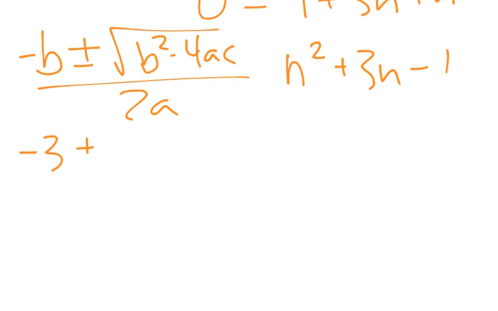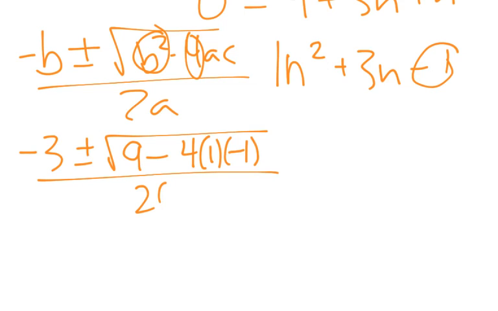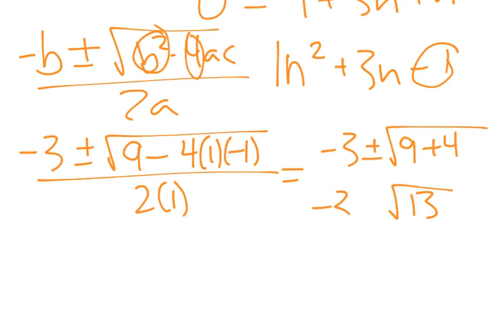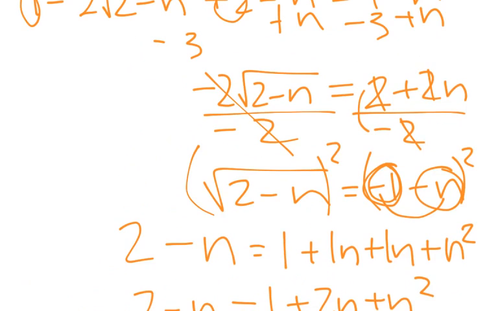So -3 plus or minus square root of 3 squared would be 9, minus 4 times 1 times -1, over 2 times 1. So we'd get -3 plus or minus square root of 9 plus 4, which would be square root of 13. -3 plus or minus the square root of 13 over 2. I could use a calculator to figure out exactly what decimal that is, but I'm calling that good for now. Okay?